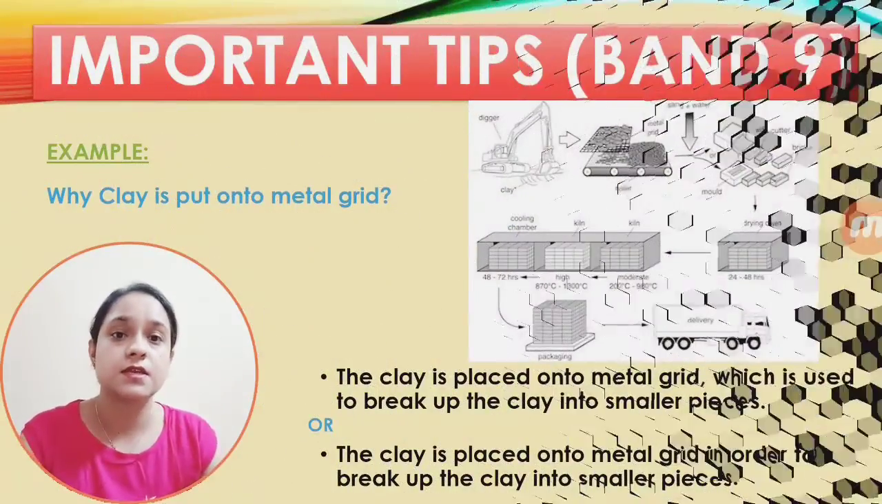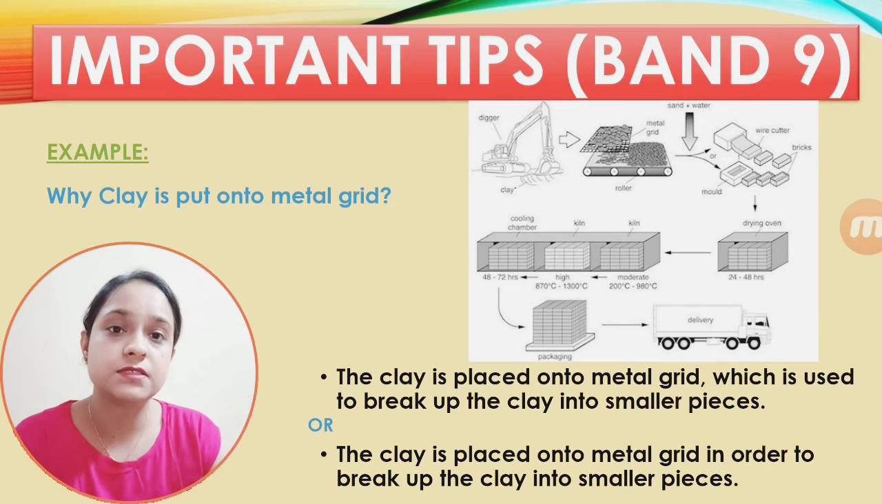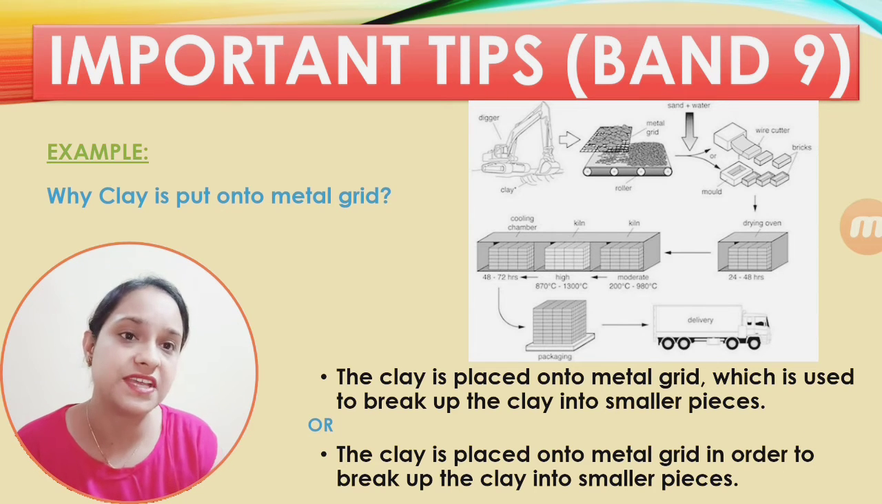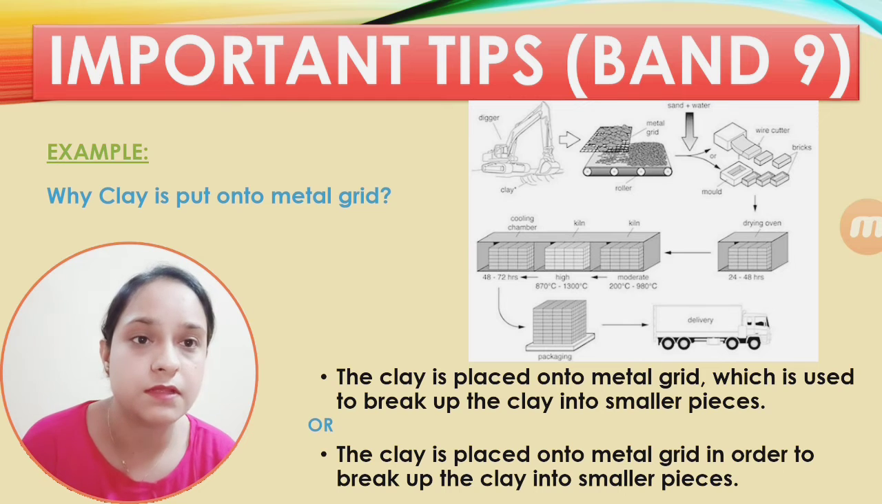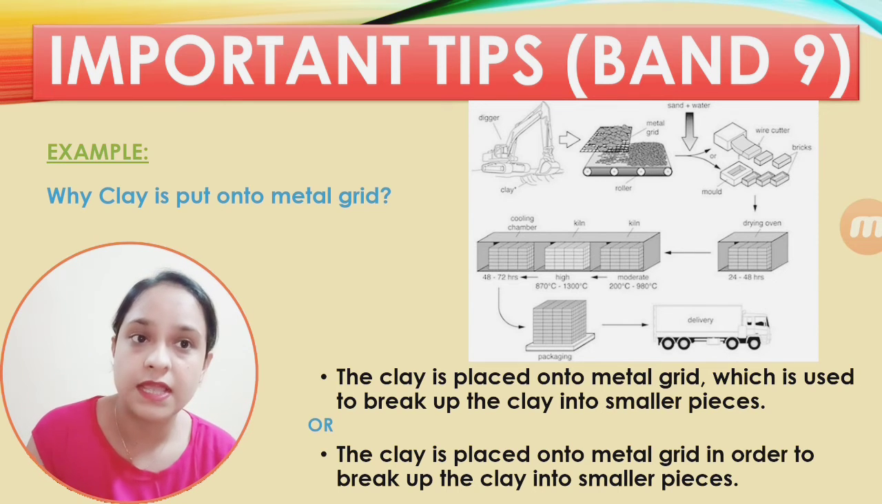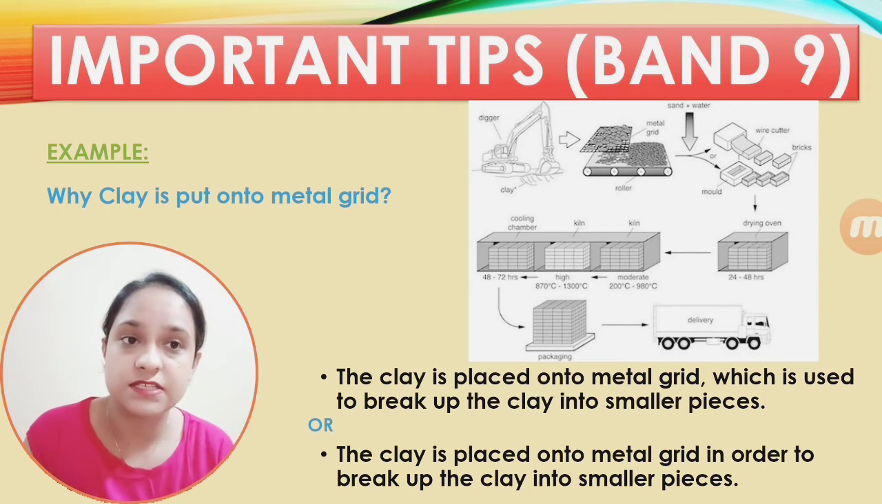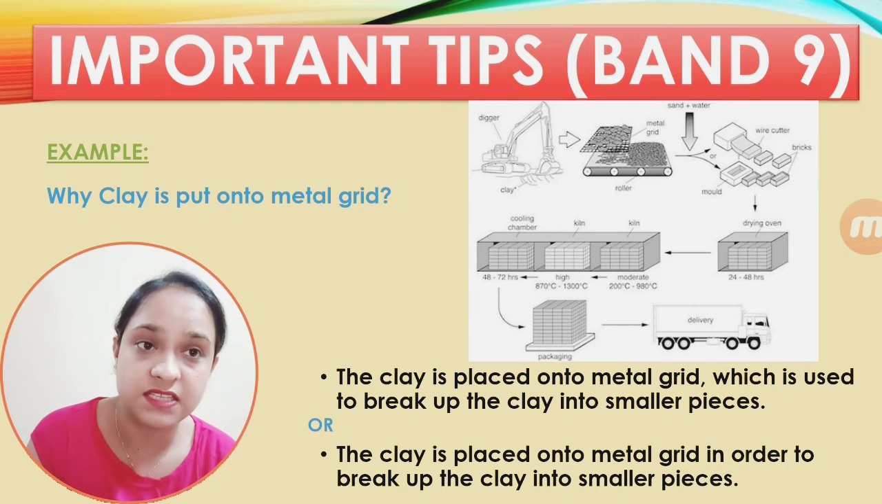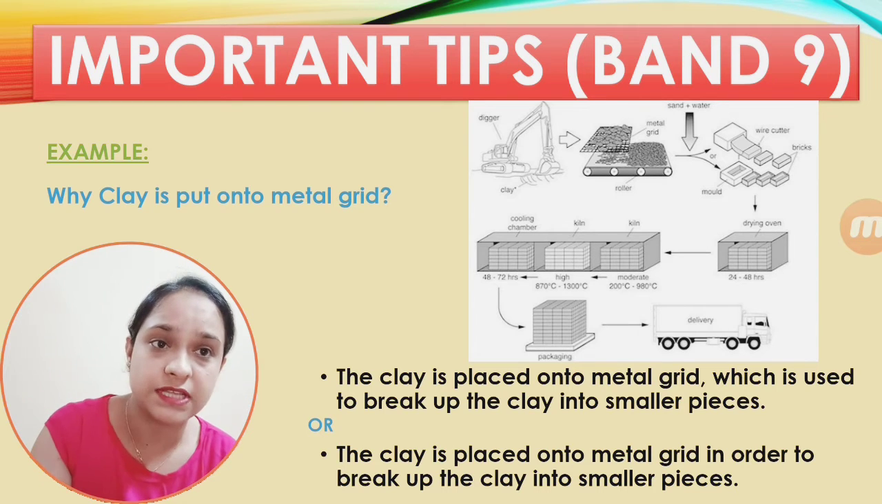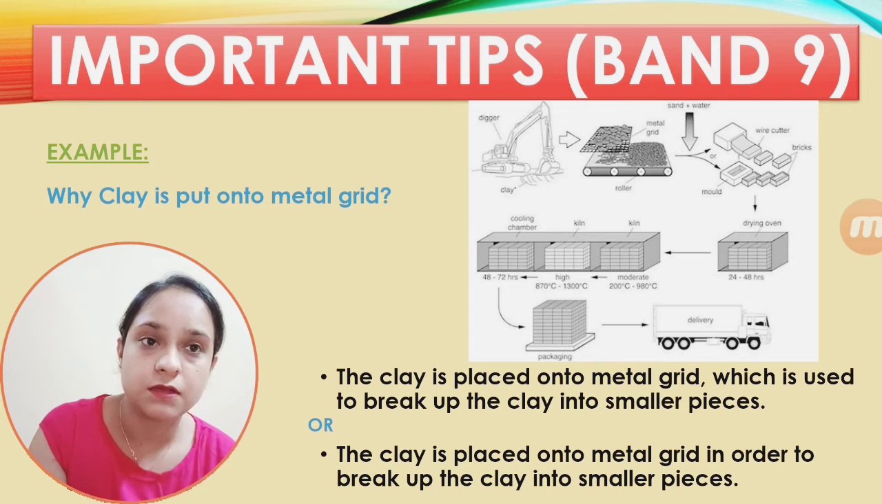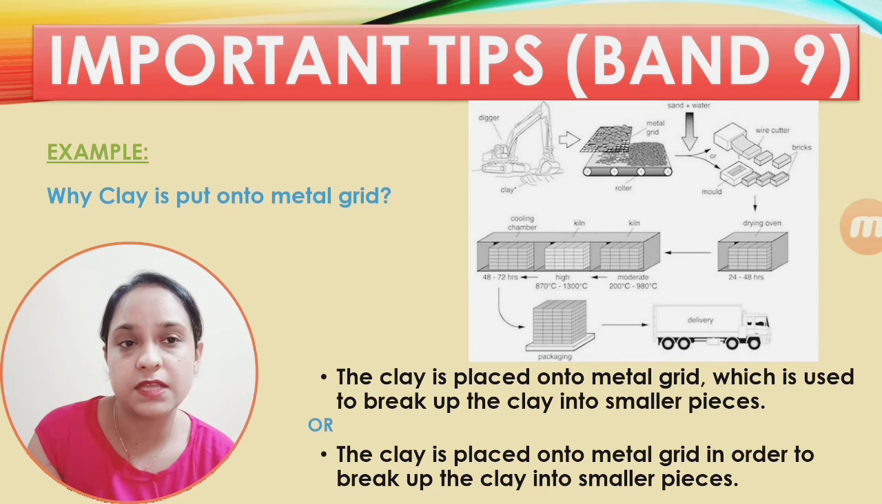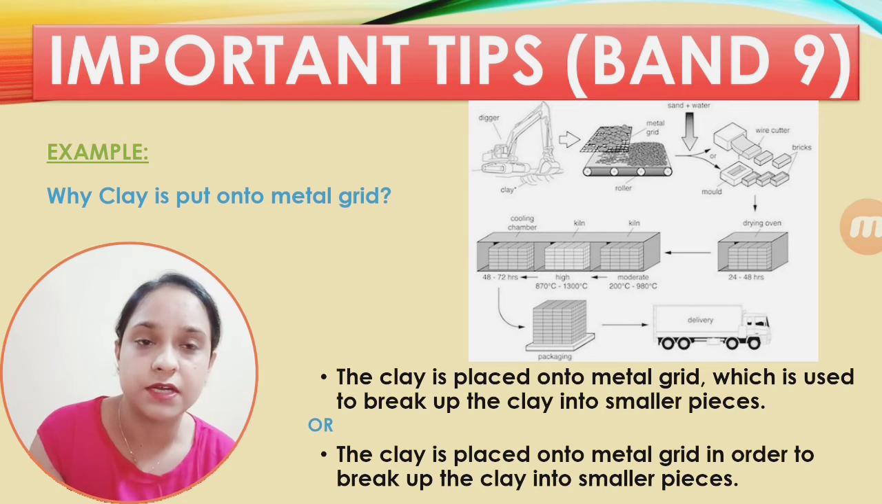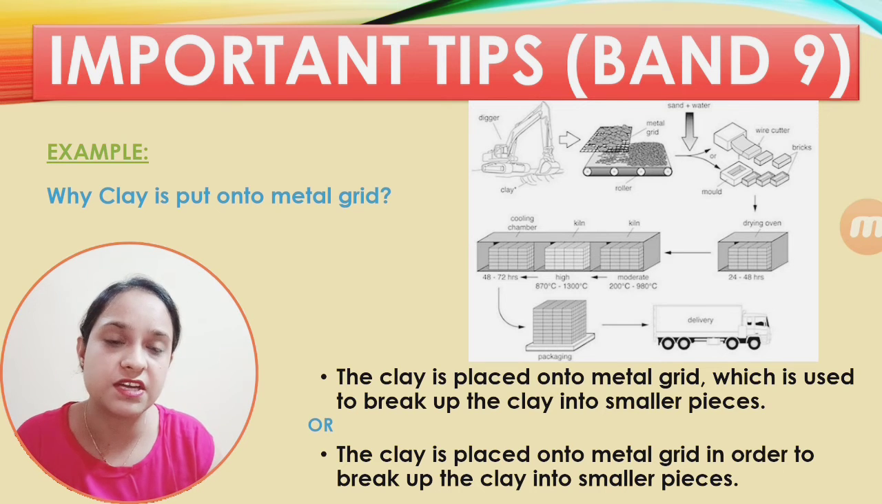Here is an example. In a diagram there is a digger that digs the clay from the ground, and after that there is a roller, upon that there is a metal grid and the clay is put on that, and afterwards it goes on the roller. Then here in the diagram, why is clay put onto a metal grid? You can simply say it is put on a metal grid, then a roller works, but that is a simple description.